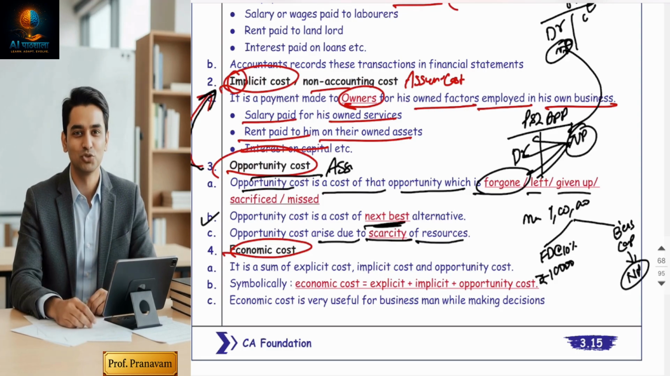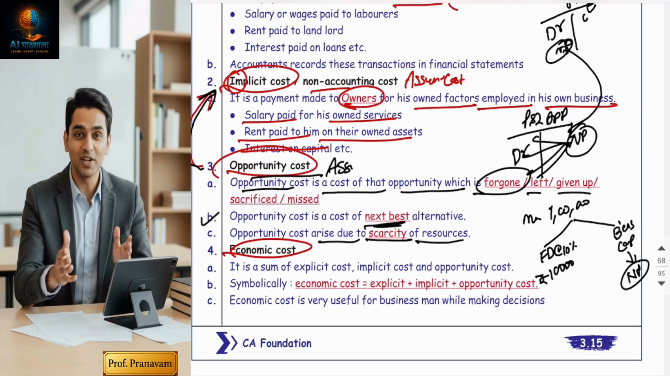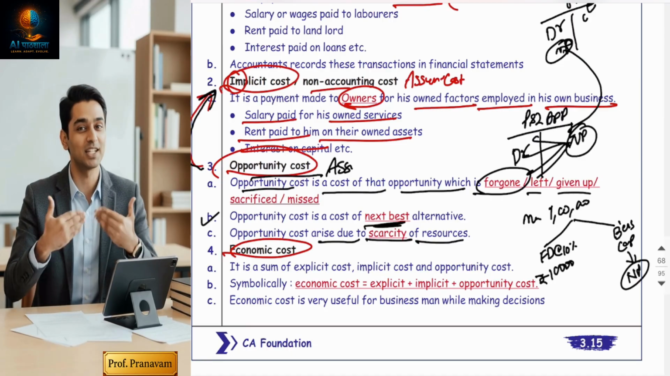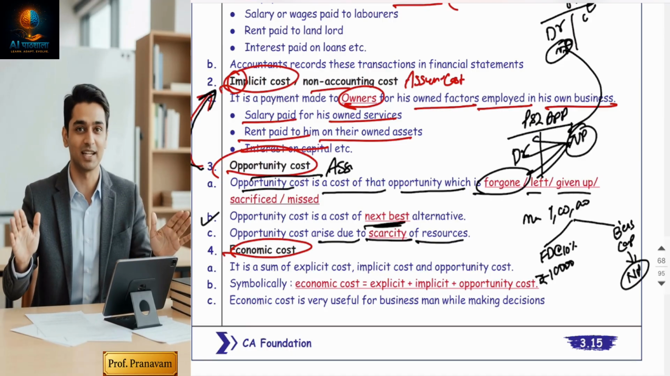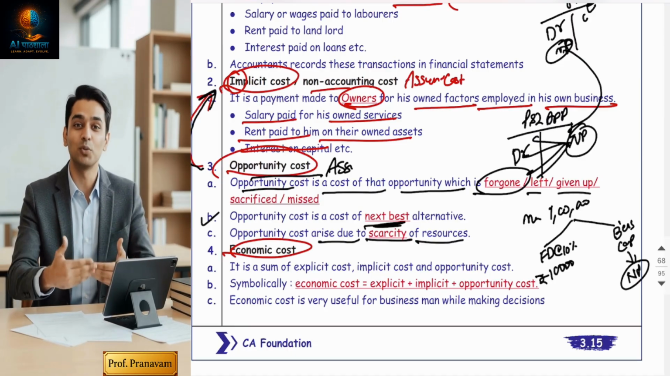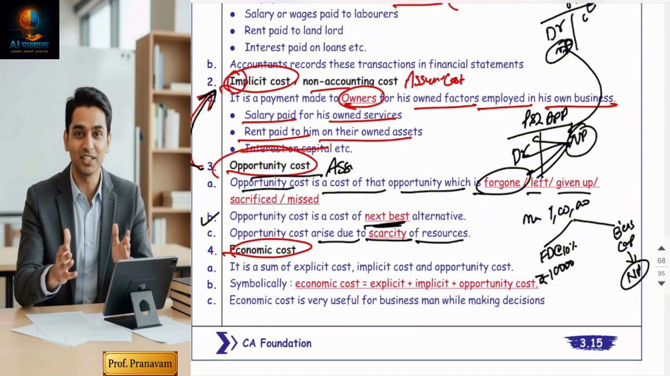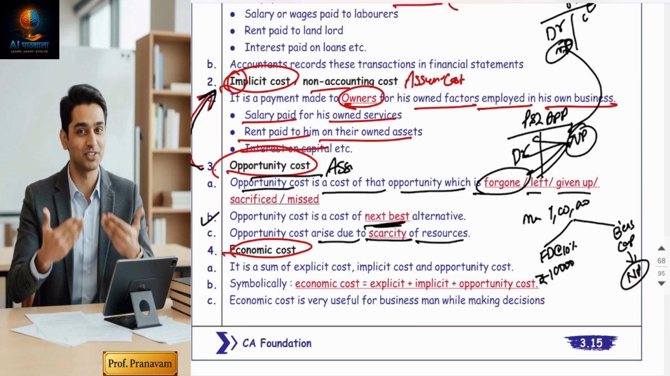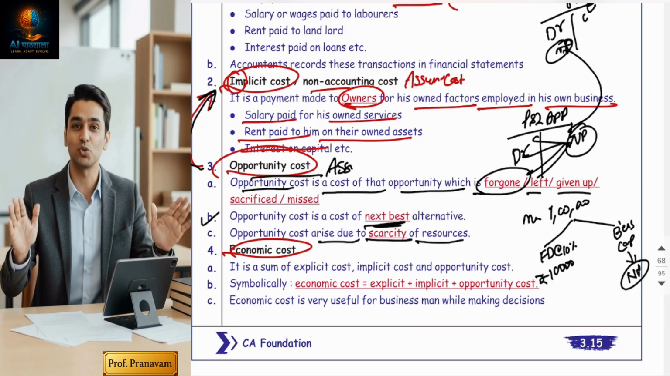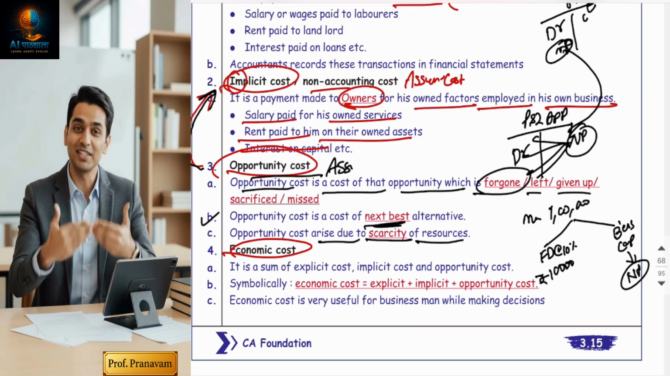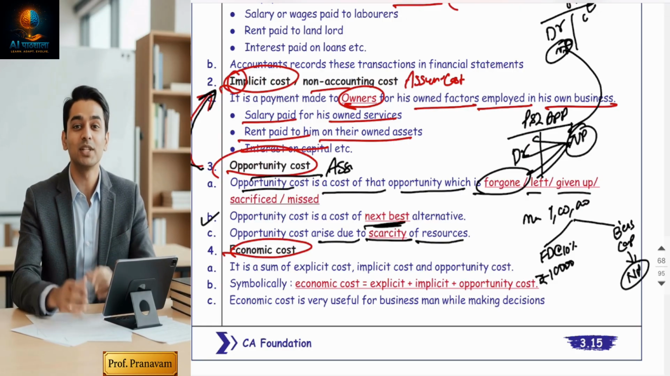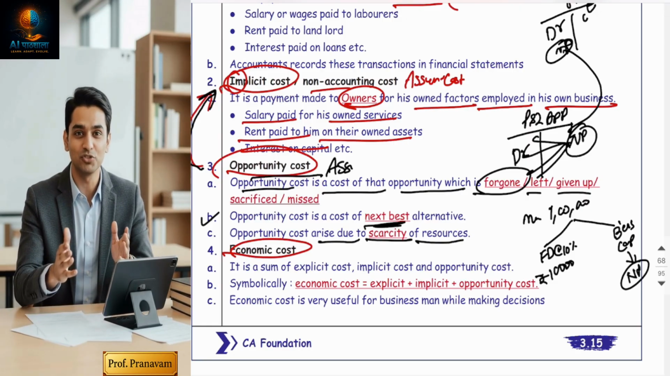Why do they want interest? Because the partner says, to start a business, we invested 20 lakh rupees. Now, if I would not have started the business, I would have kept the FD in my bank. I would have earned 10% interest, 2 lakh rupees. So to start a business, I have missed the opportunity of that 2 lakh rupees. So they withdraw 2 lakh rupees as interest on capital and give it to themselves.